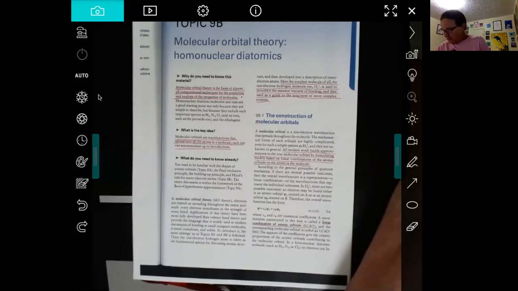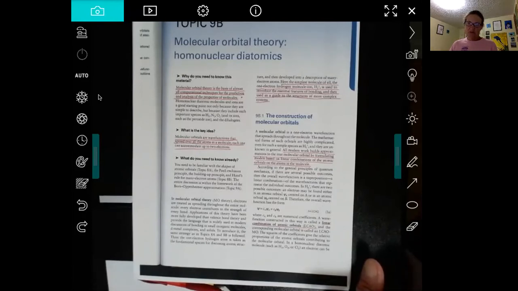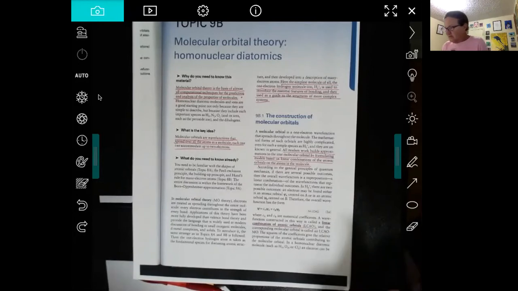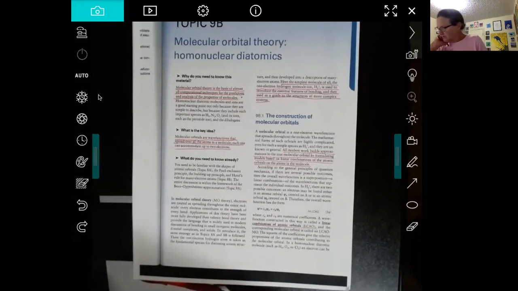So molecular orbitals are wave functions that spread over all the atoms in a molecule, and each one can accommodate up to 2 electrons. So we see when we create molecular orbitals, they have the same properties as atomic orbitals. They follow Hund's rule, Pauli's exclusion principle, so we'll fill them in the same way that we filled atomic orbitals.